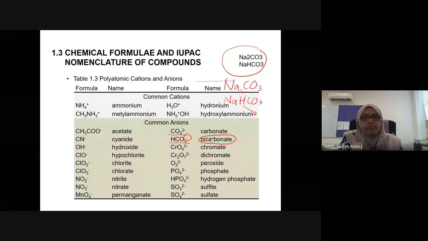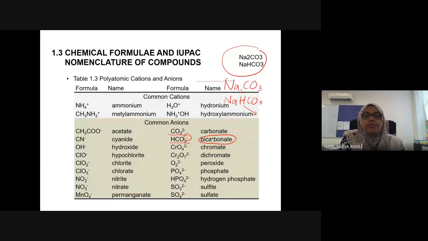Pernah, untuk buat kuih tu. Okay, so sodium bicarbonate is different than sodium carbonate lah. You tengok kat sini je different because it consists of hydrogen here. Okay, so actually bicarbonate, other name is hydrogen carbonate ion.